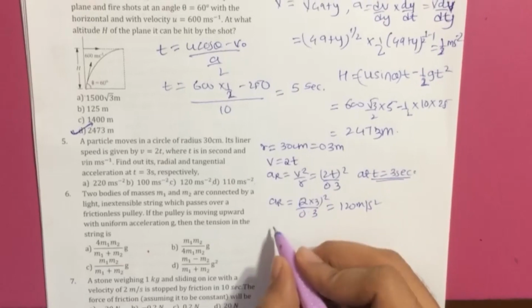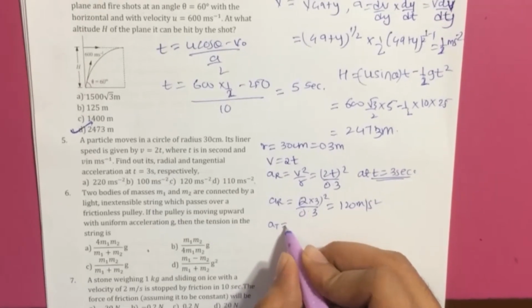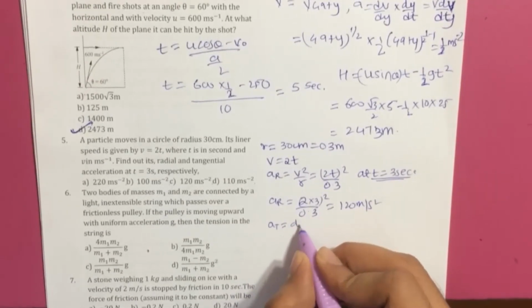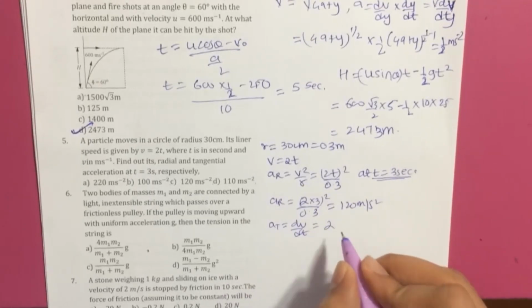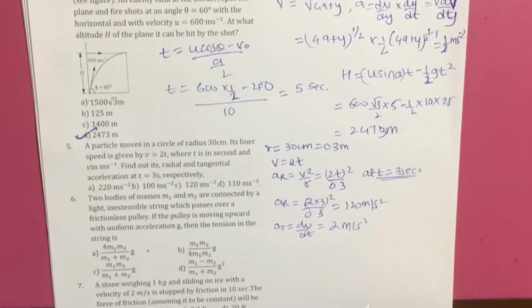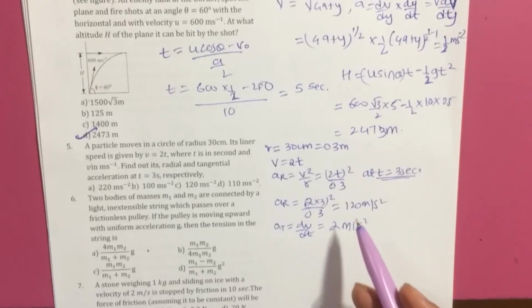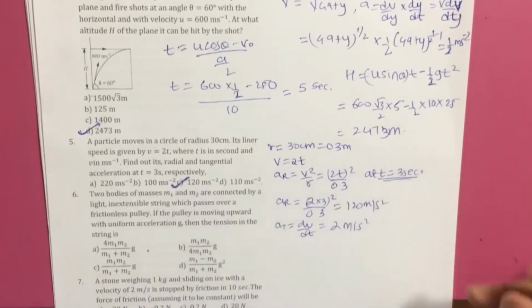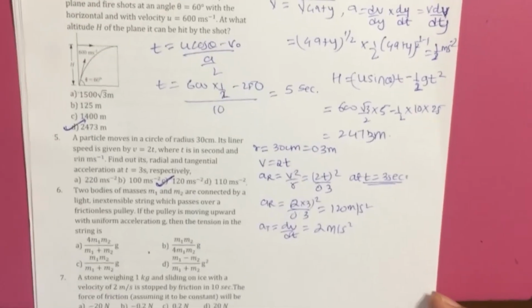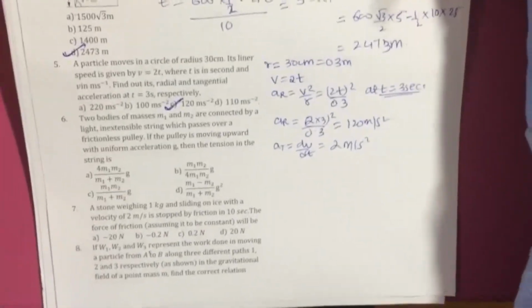Your tangential acceleration at would be equal to dv by dt. So on differentiating 2t, you will get 2 as your answer. So your tangential acceleration will be 2 meters per second square. Radial acceleration is 120 meters per second square. So your answer would be option C. Question 6.